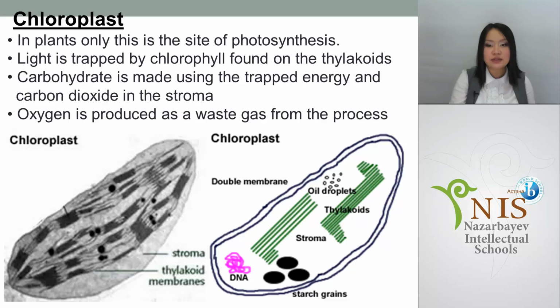Carbohydrate is made using the trapped energy and carbon dioxide in the stroma. Oxygen is produced as a waste gas from the process.